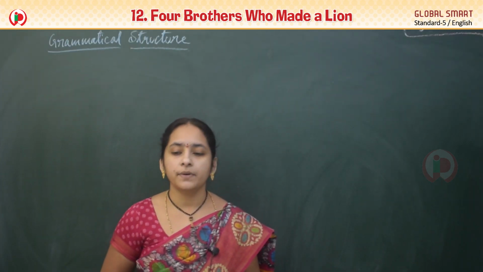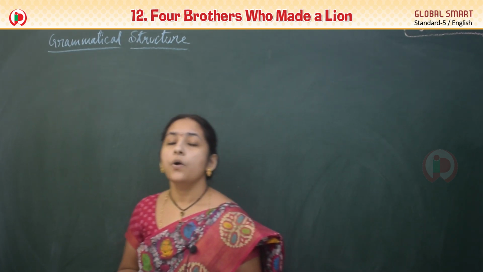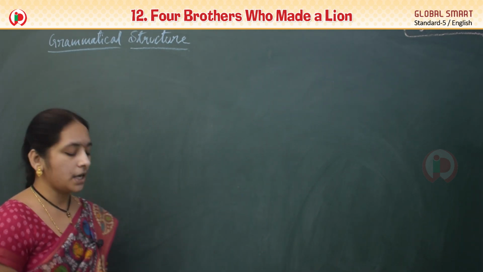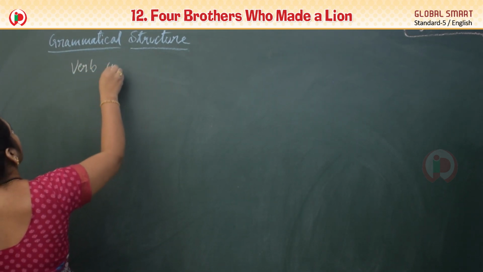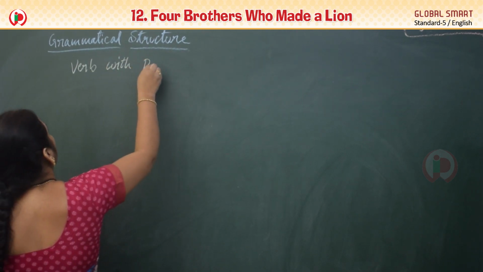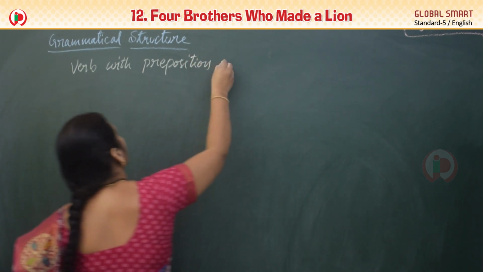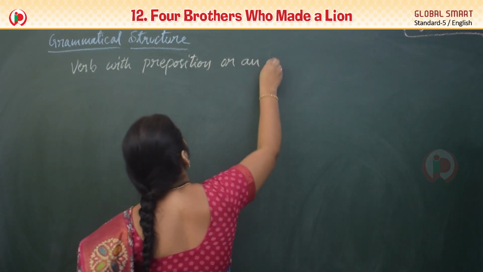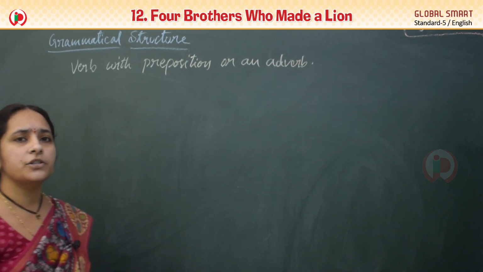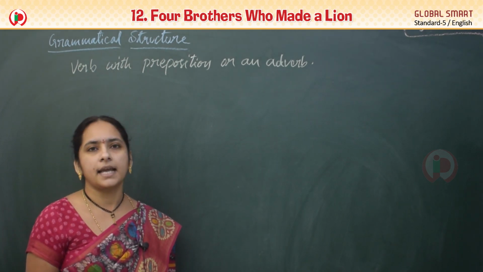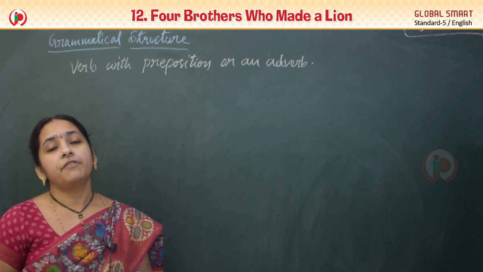See children, the next one in this lesson is grammatical structure: verb with preposition or an adverb. What is that? Verb with preposition or an adverb. After the verb, we get a preposition or an adverb. These we generally call phrasal verbs.